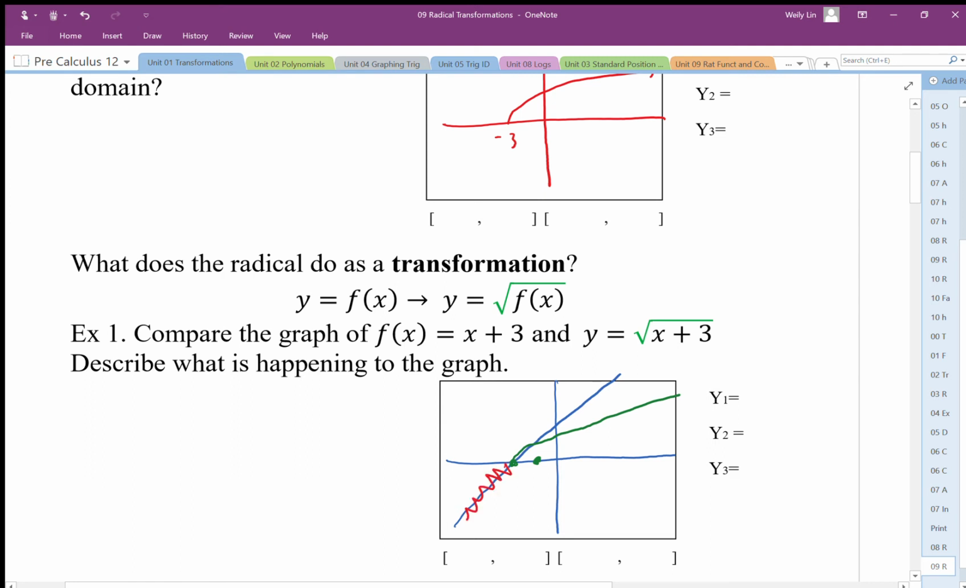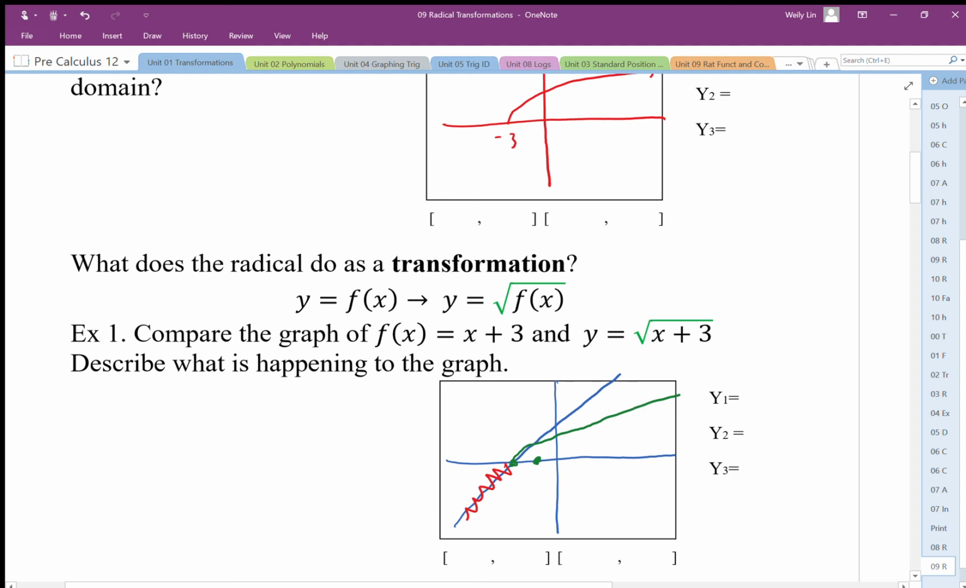Okay, and the reason is the radical has a restriction. We cannot square root any negative numbers. So this part of the graph, the original x plus 3 graph, that linear function, disappears. What also happens then is that the y values of that x plus 3 get bent down because they get square rooted. The y values being square rooted get bent down.